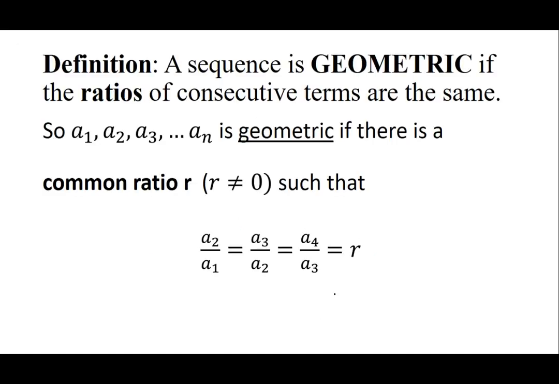So just a little reminder of what it means to be a geometric sequence. The ratios of consecutive terms have to be the same. So if you divided any term by the previous term, you always have to get that same common ratio r.